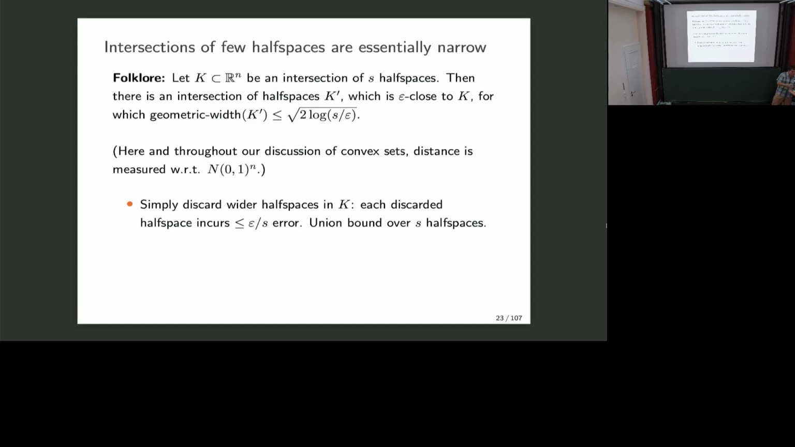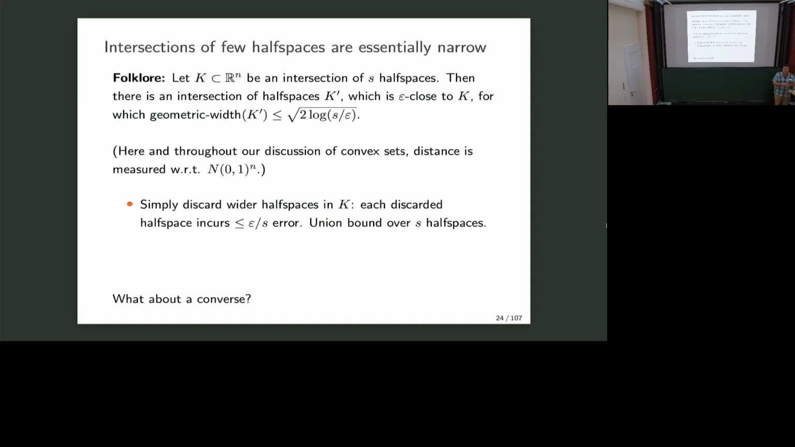I throw away every half space, every one of my constraints that's too far from the origin. Each one I throw away gets rid of at most epsilon over S fraction of Gaussian mass. I do a union-bound and I'm done. So we have this analogous statement to the simple one-line observation in Gaussian space, right? If I have an intersection of few half spaces, it's essentially a narrow convex set, a narrow intersection of half spaces, and there's probably not a lot of suspense associated with the next bullet.